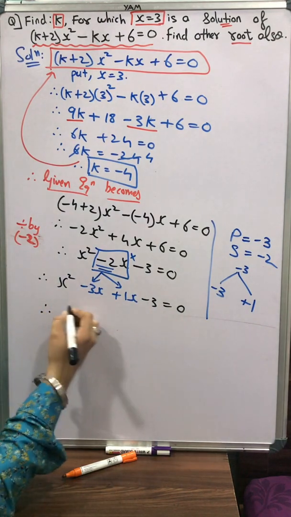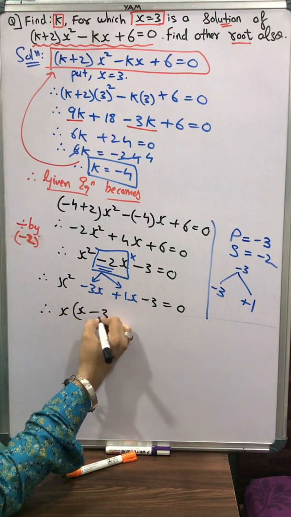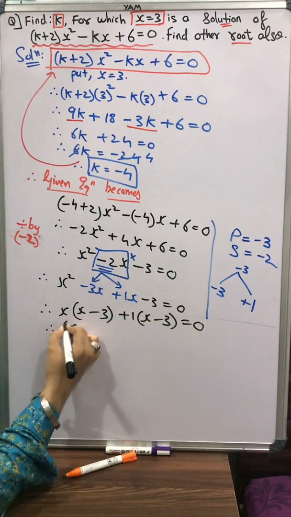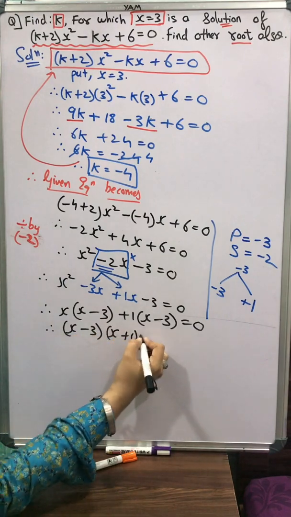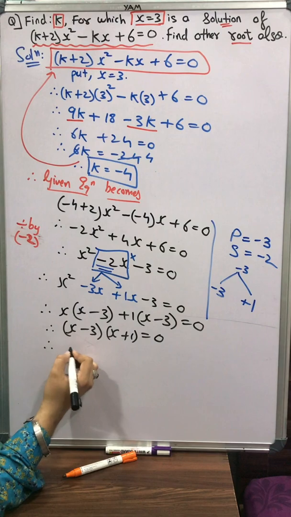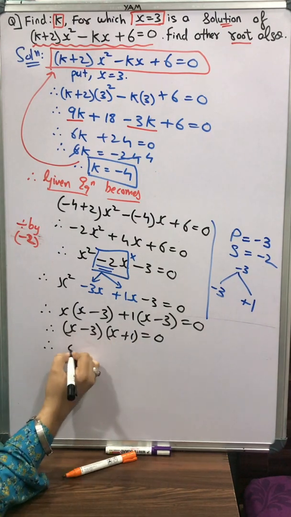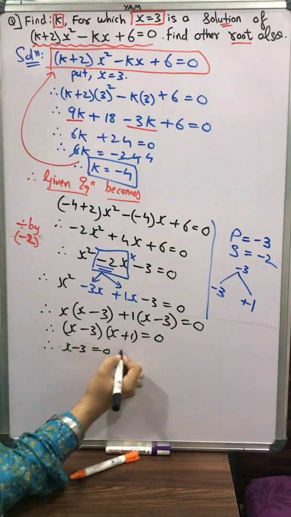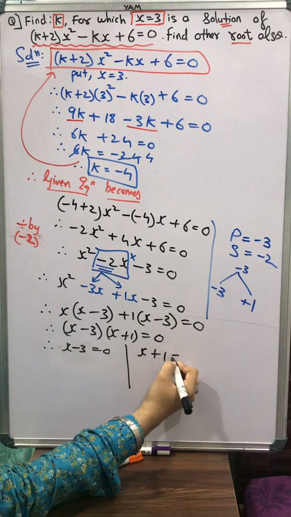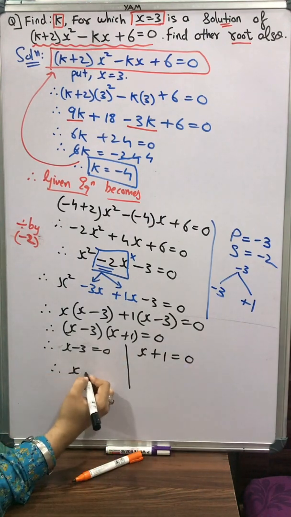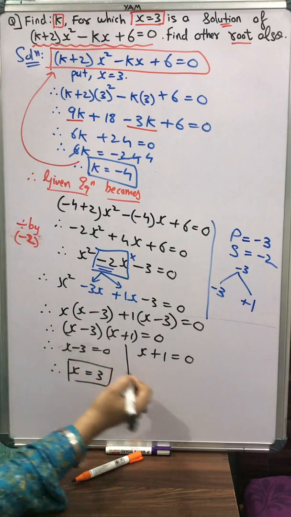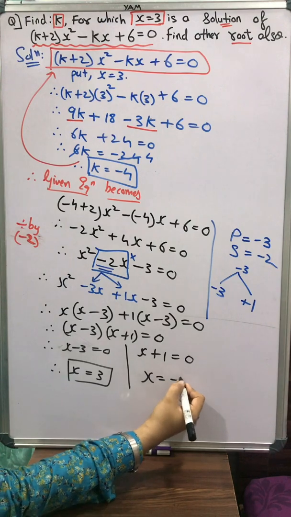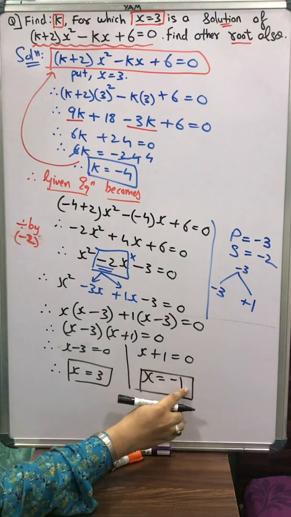That's it. Therefore, I will remove common x. If I remove common x, minus 3 from here, plus 1 common, and from here x minus 3 is equal to 0. Therefore, x minus 3 and x plus 1 will be equal to 0. Therefore, I can say students, either x minus 3 will be 0 or x plus 1 will be 0. So I will write here x minus 3 equal to 0. I will make a line, x plus 1 equal to 0. Therefore, x is equal to 3 is the one root, and x is equal to minus 1 is the other root.